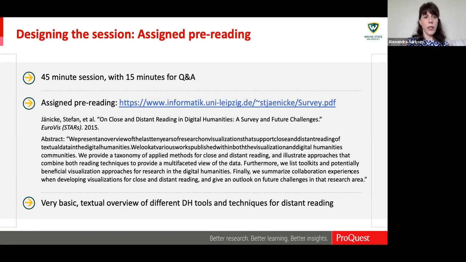So when we were designing the session, I looked at the pre-reading that Dr. Maruca had chosen, and it was a very basic textual overview of some distant reading techniques. Now, what I mean by distant reading is analytical techniques applied to a large corpus of work.